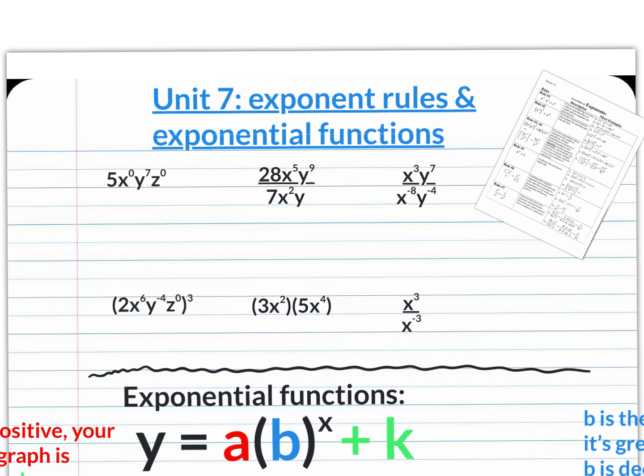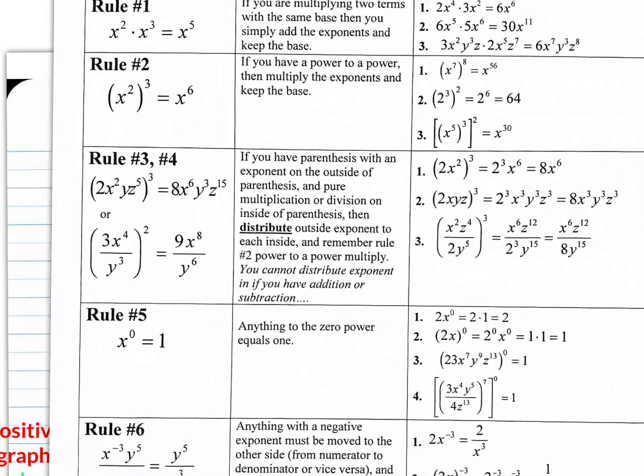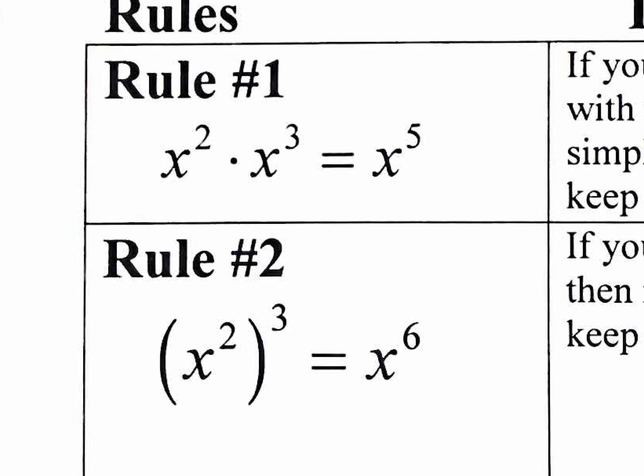If you go back to Google Classroom and you scroll down to section 7.2, you're going to find this PDF right here of notes. And this has every single rule of exponents, right? So we need to know rule 1, that if you are multiplying two terms with the same base, what do you do? Add the exponents. That's how you get x to the 5th. If you have a power to a power, what do you do? Multiply them. That's how you get 6 right there.